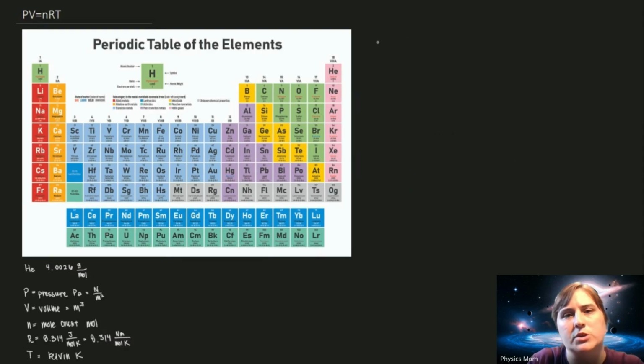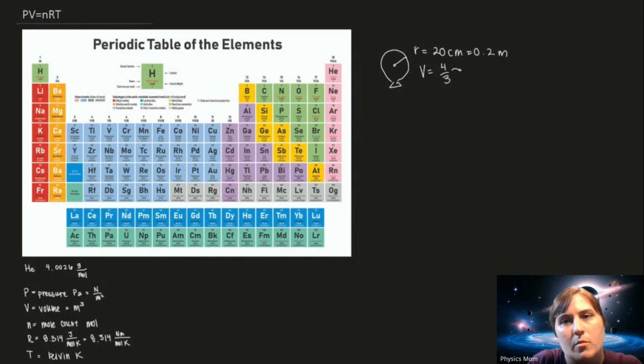Let's say we want to find the pressure in a balloon. A balloon isn't a perfect sphere, but we're going to estimate it as about a sphere. Again, this is theoretical. We'll say the radius of this balloon is 20 centimeters, which would be 0.2 meters. That gives me a volume for the balloon of 4/3 pi r cubed. That's the volume of a sphere, approximating that the balloon is a sphere, or spheroid, sphere-ish.